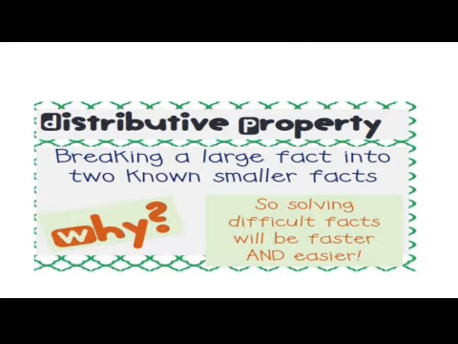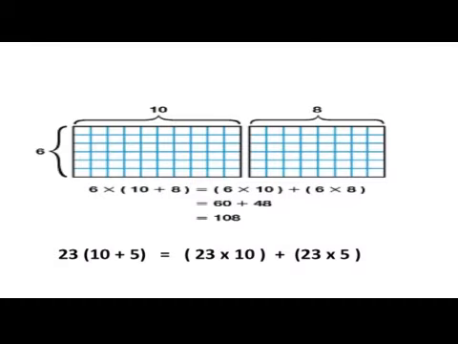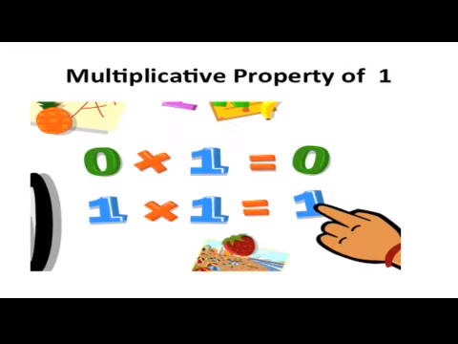The third one is called the distributive property of multiplication over addition. We see an example. When you multiply 23 into 10 plus 5, we will get the same answer if you multiply 23 into 10 and add it with 23 into 5. So, this property is called the distributive property of multiplication over addition. Then the fourth property which we are going to see is the multiplicative property of 1.